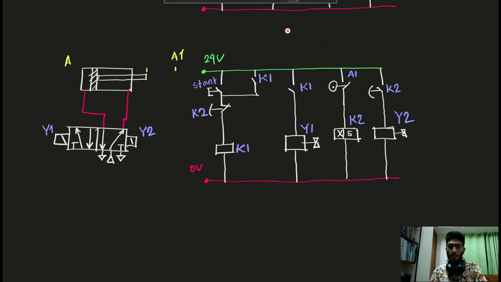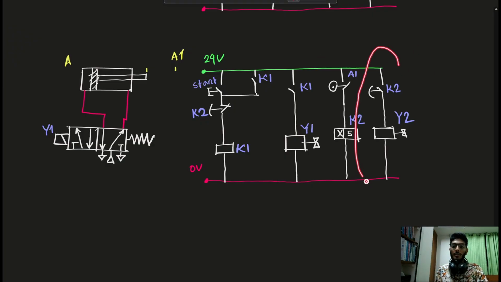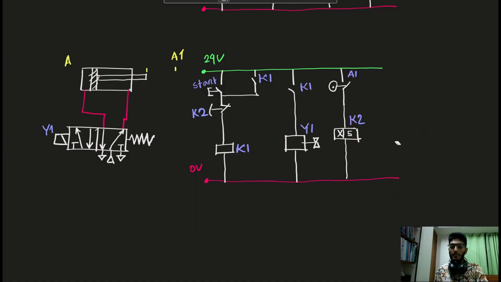Okay, so in the third solution, we have a spring on the right side and a single solenoid. This solution is also simpler than the previous one. Here I just have to erase one line. Can you guess which one? If you are thinking about this line, then you are absolutely right. If I just erase this line, then this is the solution.